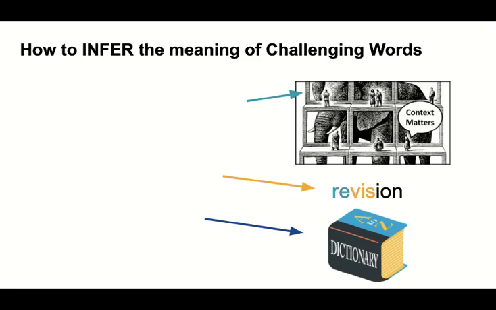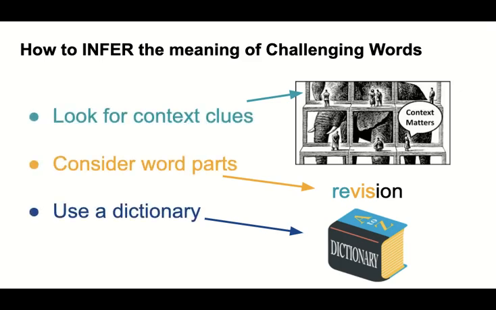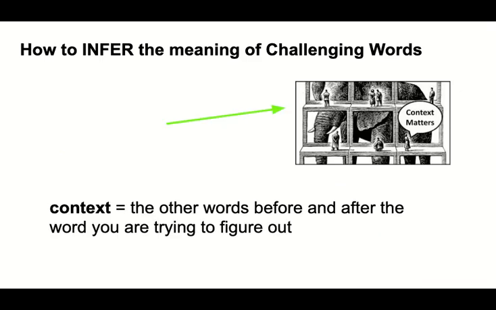Strong readers use strategies to take a good guess at what those words might mean, and then they keep going. The 3 strategies you'll learn in this video are to look for context clues, consider word parts, and only then use a dictionary if you need.